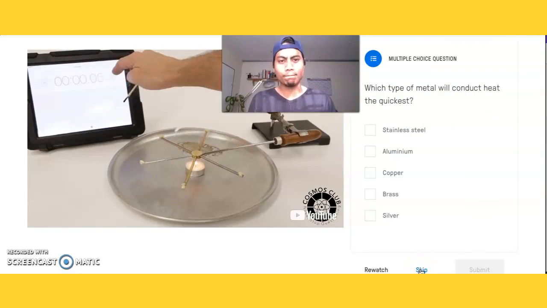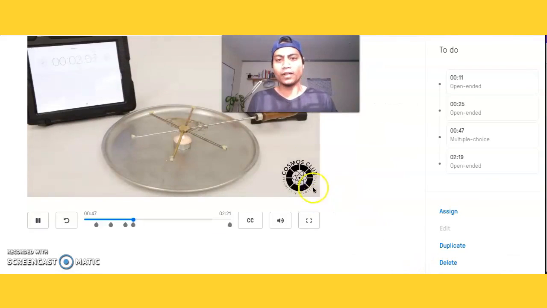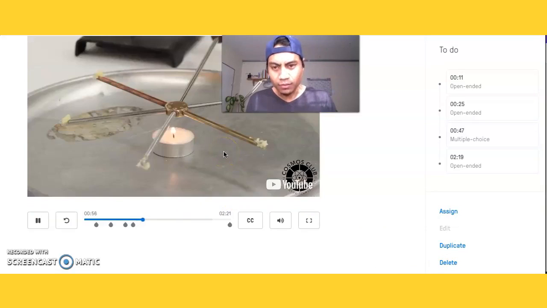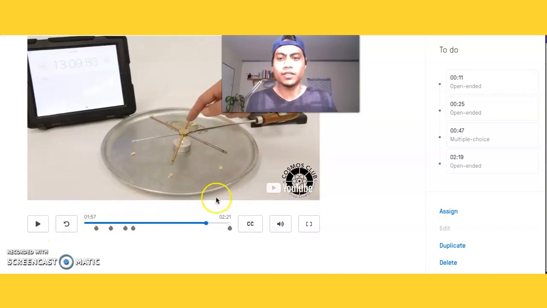Here we are watching and trying to figure out which pat of butter will melt off first from which type of metal. Here he's saying that the first three types of metal that conducted heat the quickest were aluminium, then copper, then brass, followed by silver, and then lastly stainless steel, which conducted heat the least. That one took the longest.